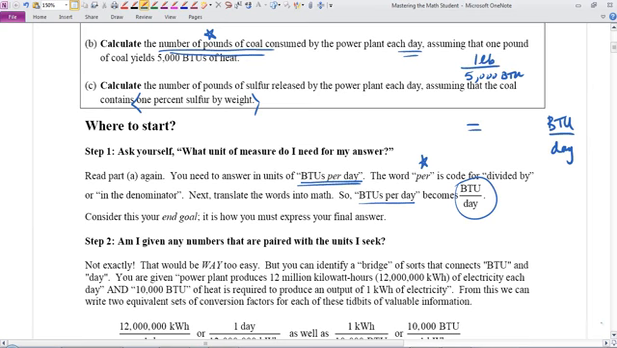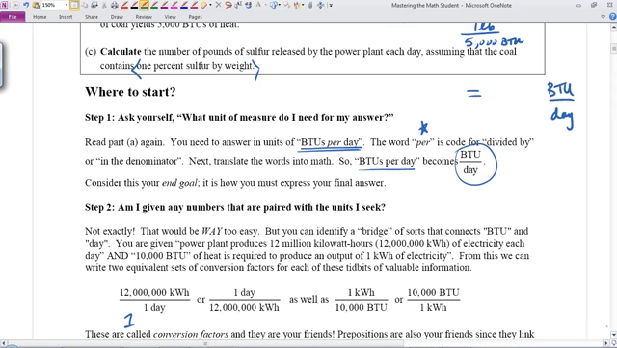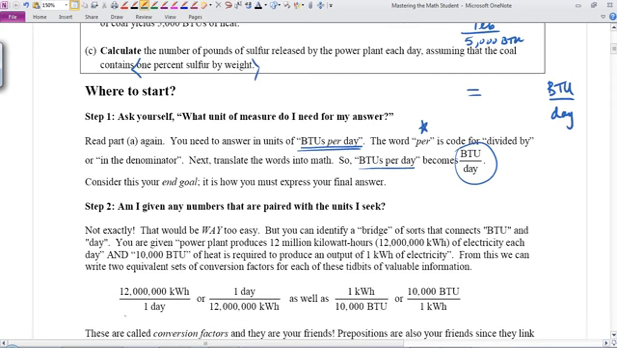So what you're really looking for is a "bridge" of sorts, and I put it in quotes because I couldn't come up with a better word than bridge, that connects BTU and day. I'm given the fact that the power plant produces 12 million kilowatt hours of electricity each day, so that becomes one of my bridges. And then it introduces something else that I may need to get rid of. When I read that 12 million kilowatt hours per day, you can come up with a conversion factor this way, or you can flip it upside down.